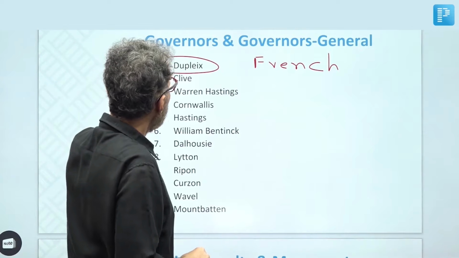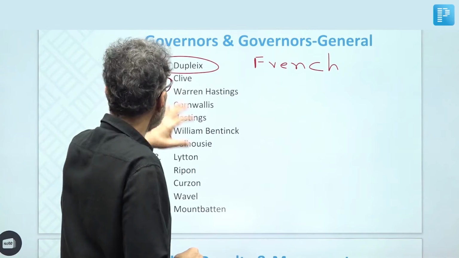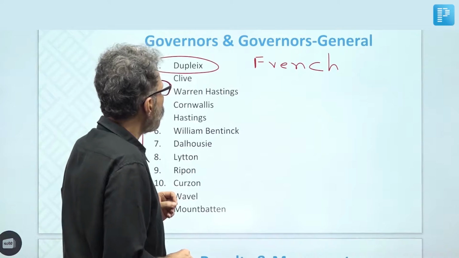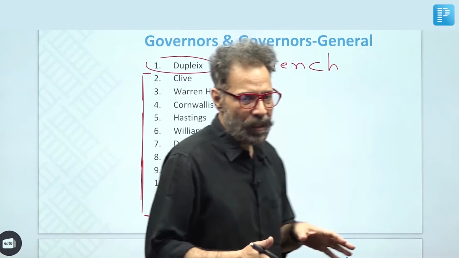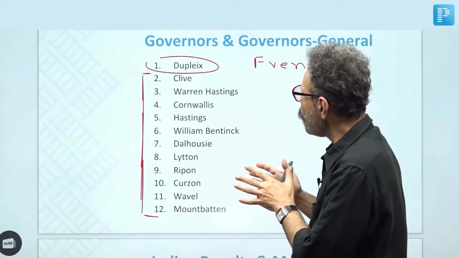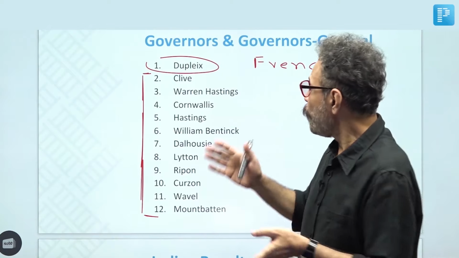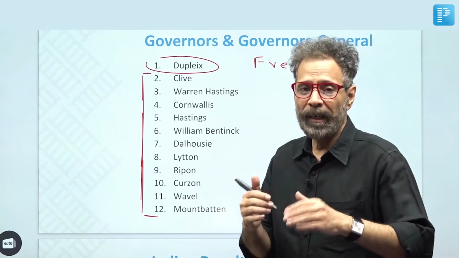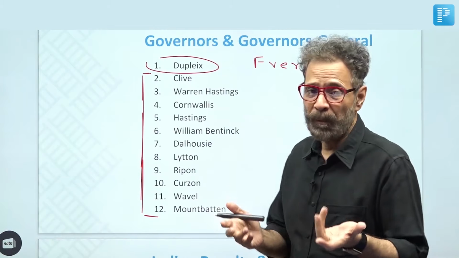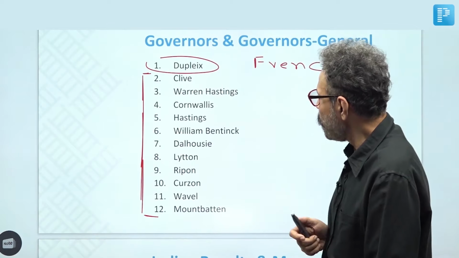Number 1, Dupleix, I have inserted into this list because he played an important role representing the French in India, and he also played an important role in French colonization in India, and in the French fight with the British. So a question may be there. 2 to 12, they're all British.